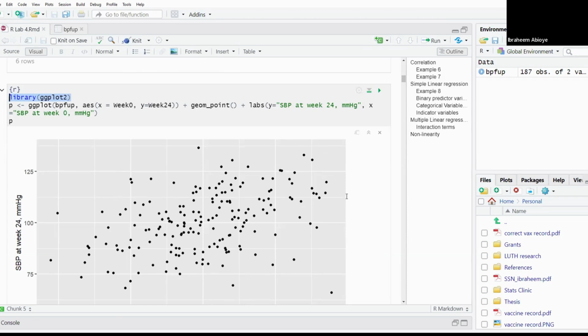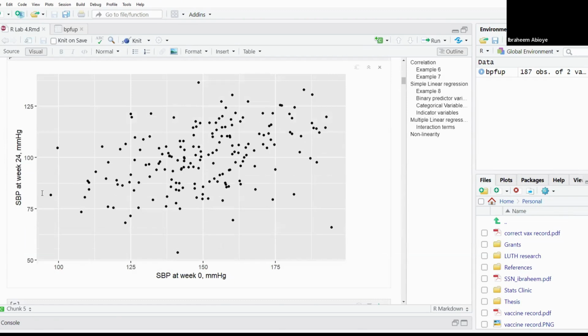If you look at the correlation that goes from this angle to this angle, you're looking at a near perfect correlation. So if you ask me to guess the correlation for systolic blood pressure at week 0 versus systolic blood pressure at week 24, it is almost 1, maybe 0.95 or 0.96, I don't know, and we can check in a moment.